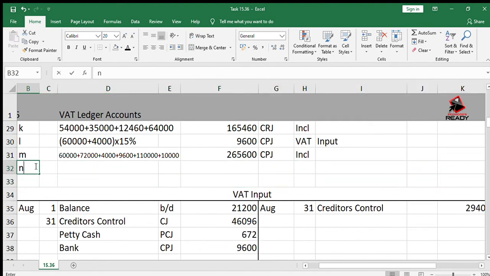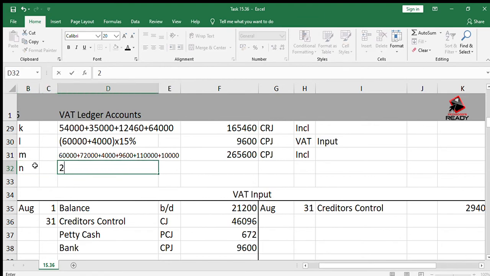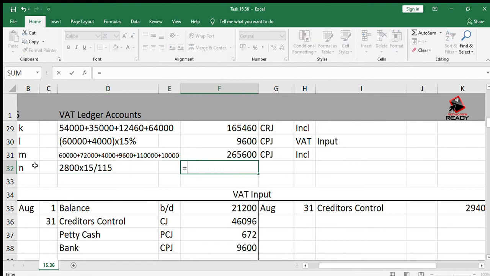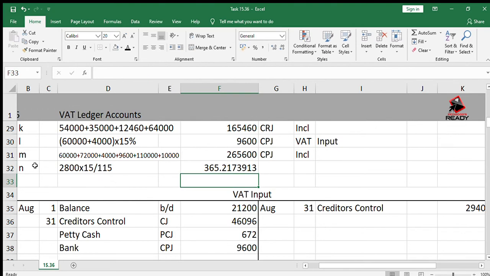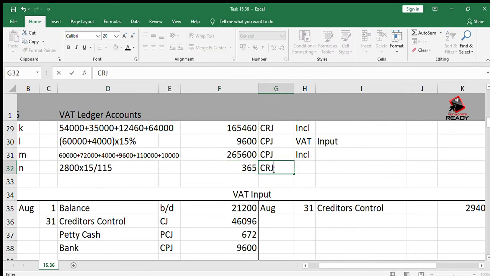So this is 2,800. We're going to say multiply by 15 over 115, because I said it includes that. Okay, I'm just going to round it off, so that will give us 365 there. This is from the CRJ. It includes VAT.